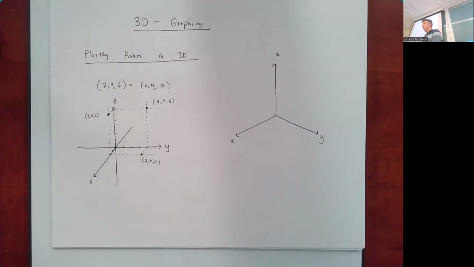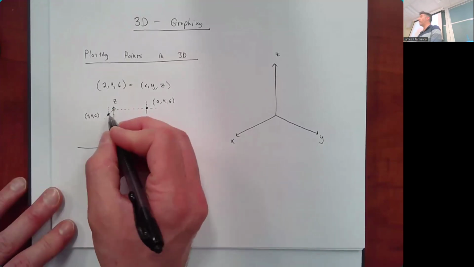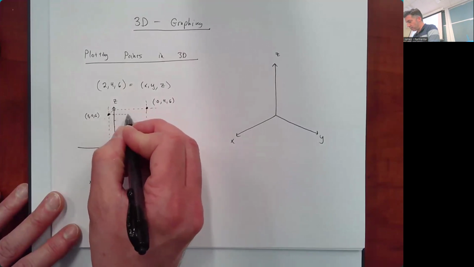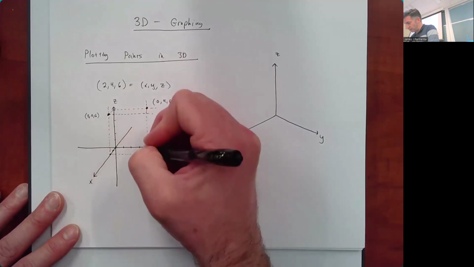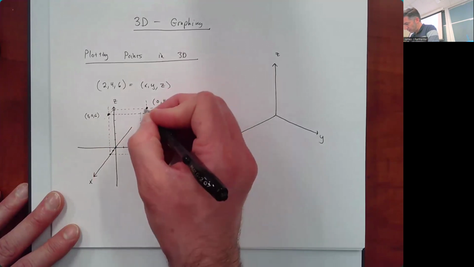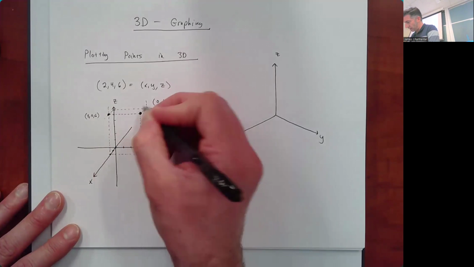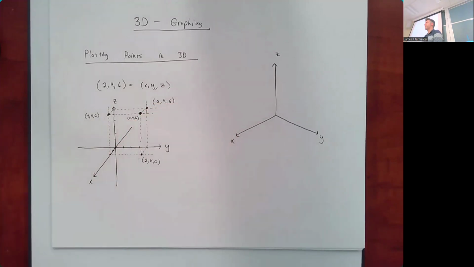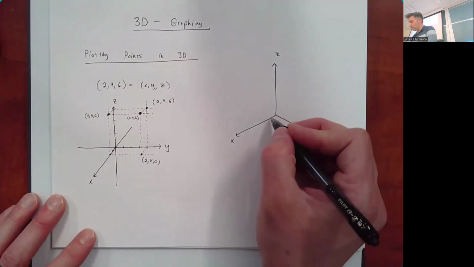Finally, from any one of these points, I can go in the one direction I haven't gone yet. So from here, I haven't gone right. From here, I haven't gone up yet. And from here, I haven't gone in the x direction yet. And that point there, that's your point 2, 4, 6. Kind of a lot to draw this, but that's how we do it. You could have done the same thing here.